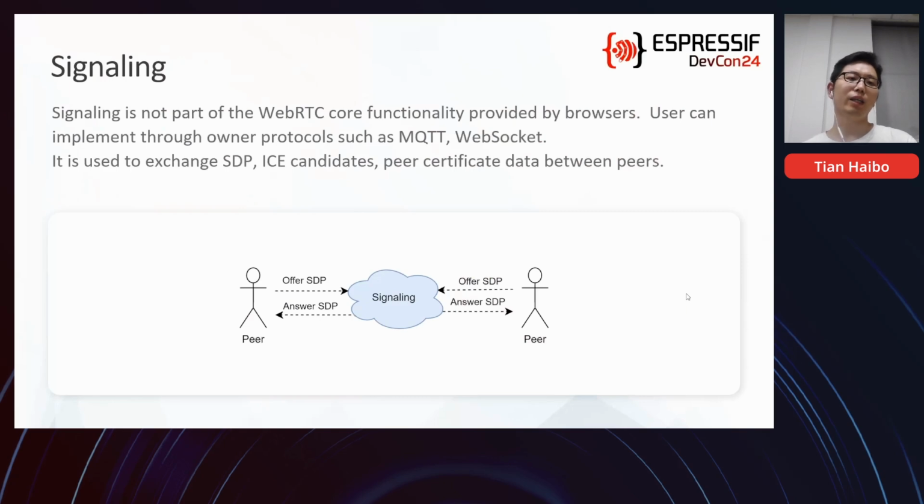Another part is signaling. Signaling is not a part of the WebRTC core, but users can implement it through their own protocols, such as MQTT or WebSocket. Its main function is to exchange SDP, ICE candidates, and peer certificates between peers.